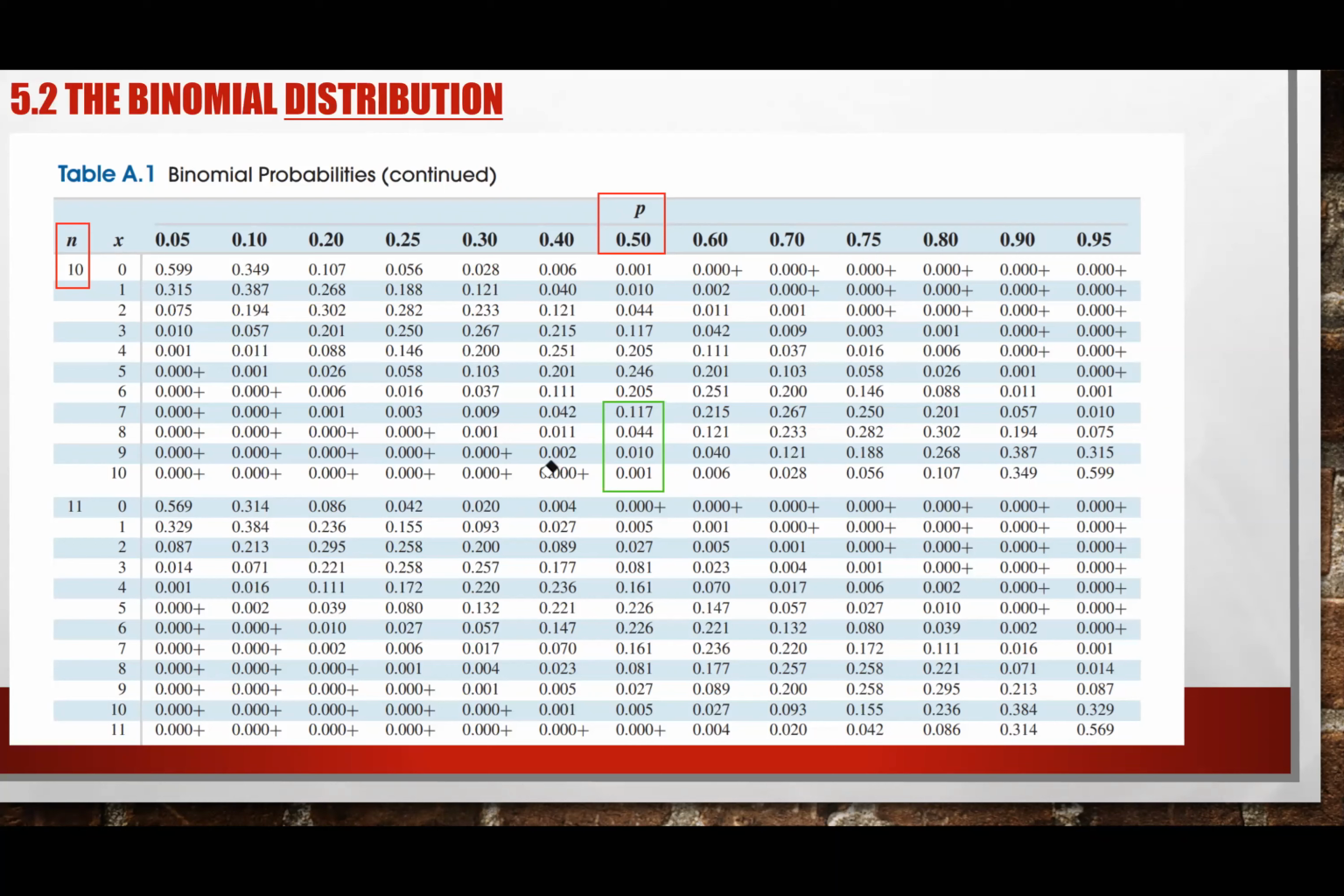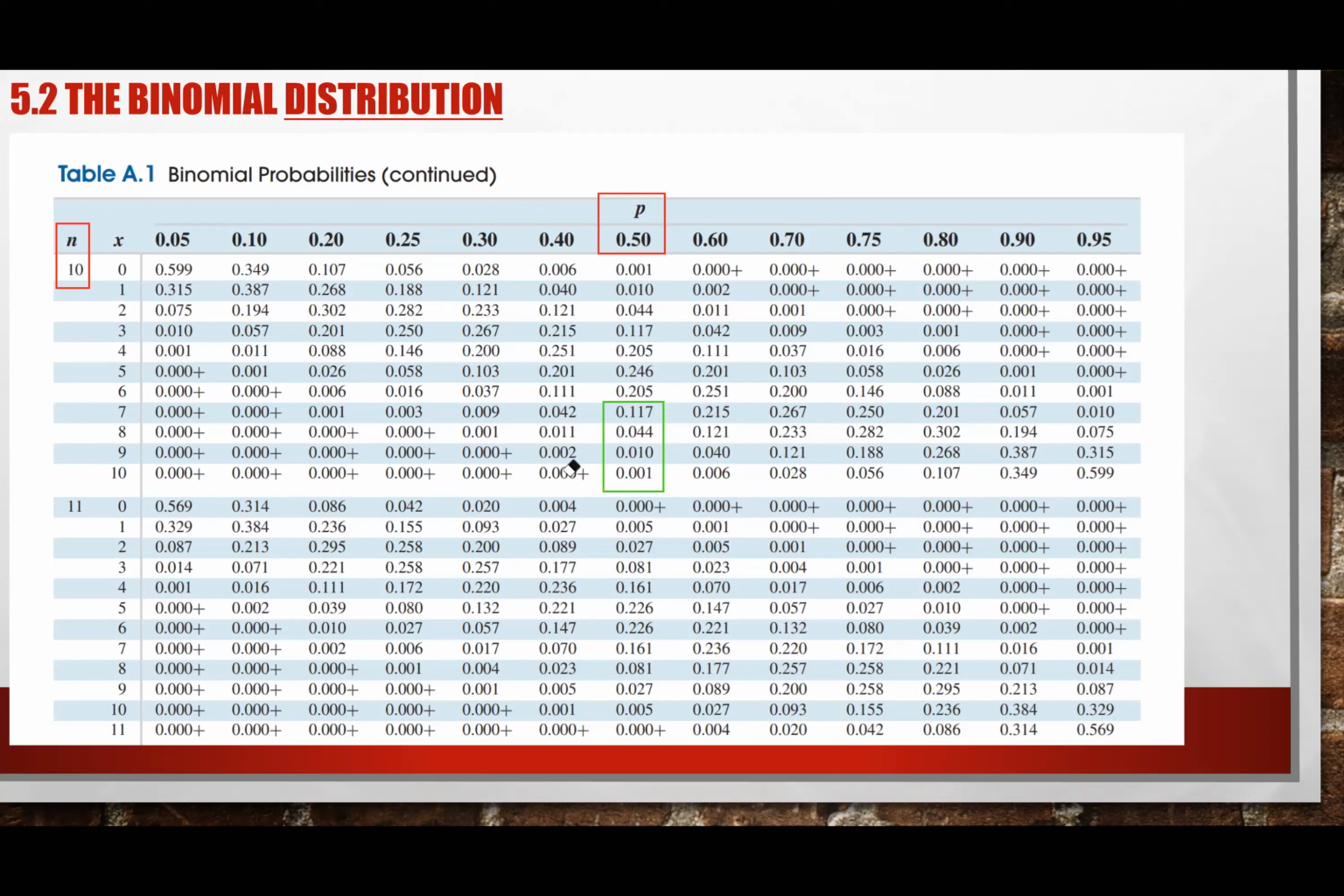Again, this thing here, 0.000 plus, meaning it's very small. It's like 0.00000 something, right? Very, very small. It's kind of impossible to write it out, so they just put that it's very small in that way. It's not really zero.